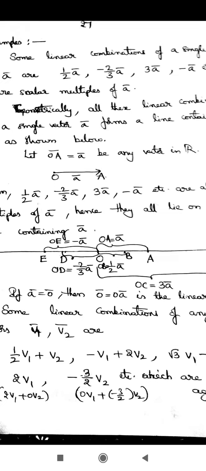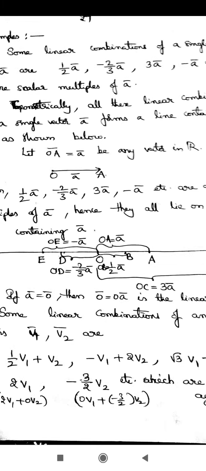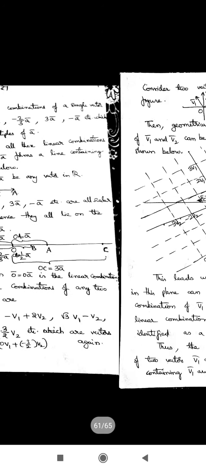So how can we justify that 2v1 is a sum of the vectors v1 and v2? It is a linear combination of v1 and v2. It can be expressed as 2v1 plus 0v2. Then we can see both the vectors v1 and v2 in it, even though it is 2v1. In the same manner, minus 3 by 2 v2 can be expressed as 0v1 plus minus 3 by 2 v2, so that it is also a linear combination of the vectors v1 and v2.